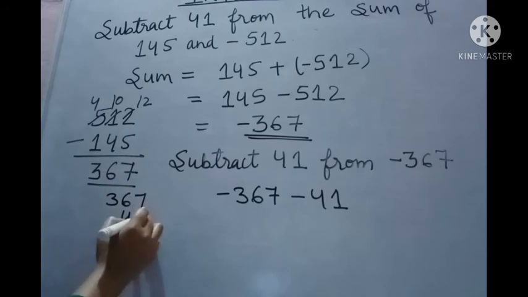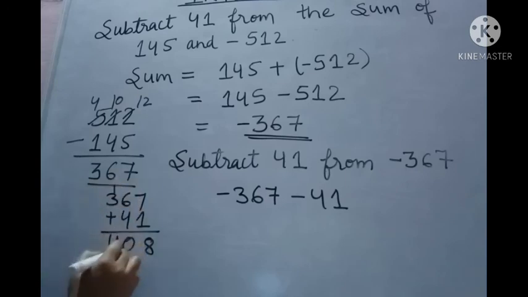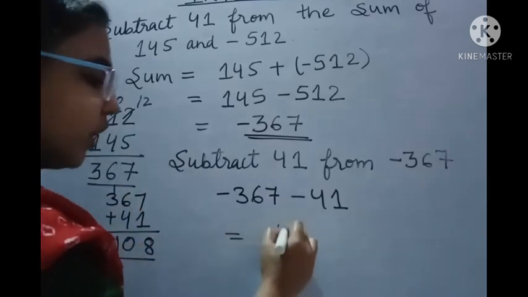367 plus 41. Let's do it. 7 plus 1 is 8. 6 plus 4 is 10, so 0 and 1 carry. 3 plus 1 is 4. So your answer is 408.